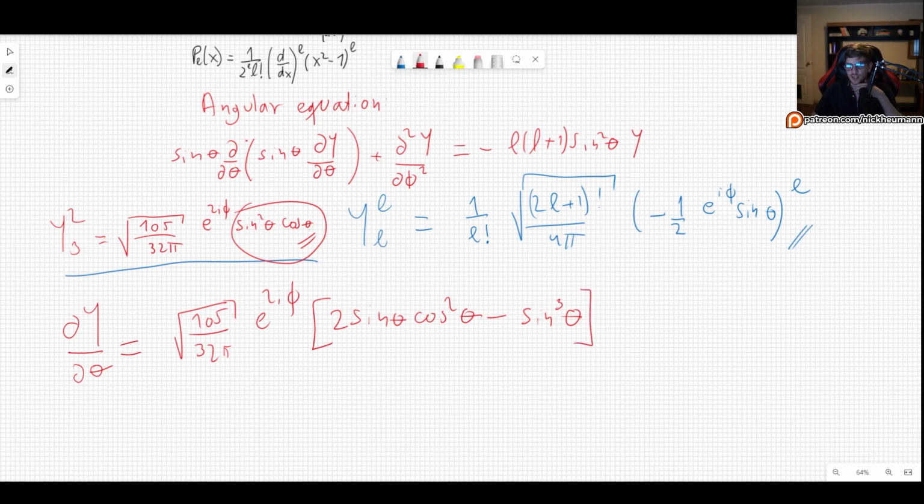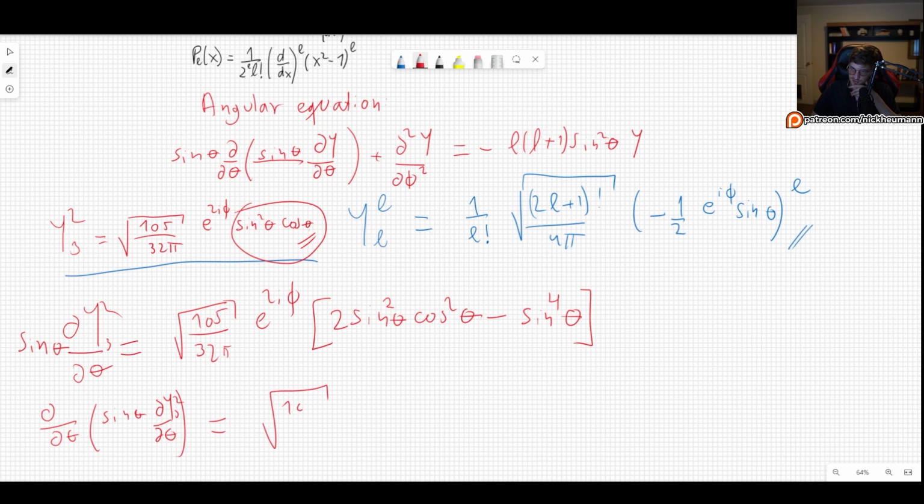Okay, now we need to multiply this by sine. So we multiply all of this by sine of theta. So we end up with sine squared here and sine to the 4th here. Now we need to take another derivative. So let's take now the derivative with respect to theta of sine theta times dY d theta. This is of course the case 3, 2.